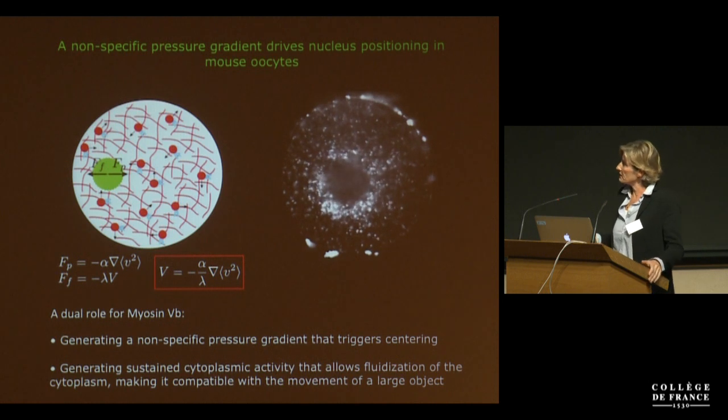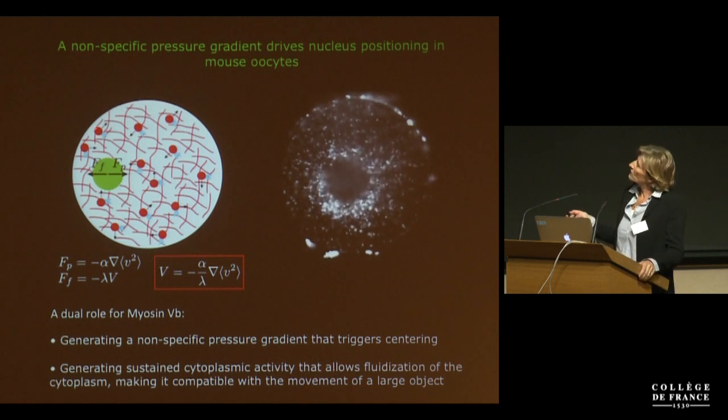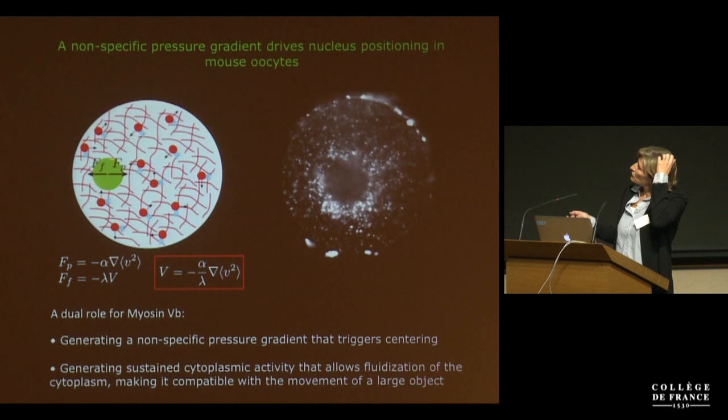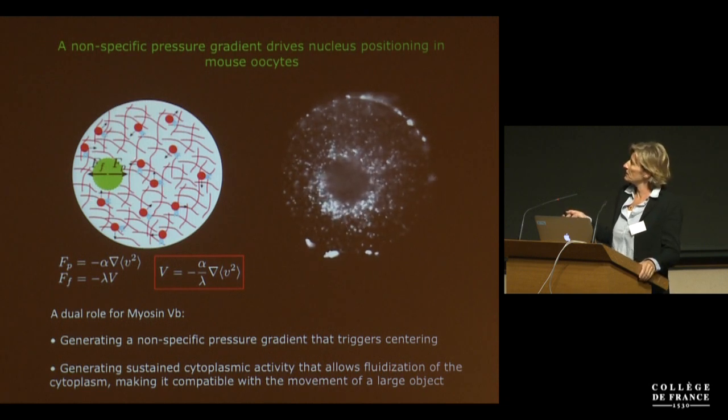So we had to revisit our model. The nucleus is subjected to a gradient of pressure and a propulsion force exerted by the actin-positive vesicles.